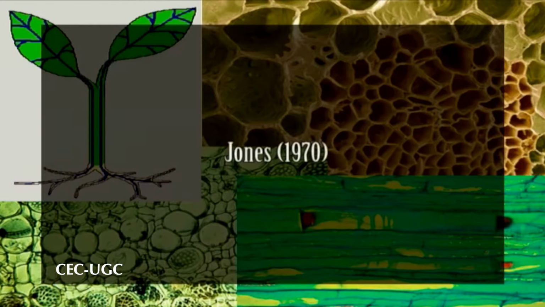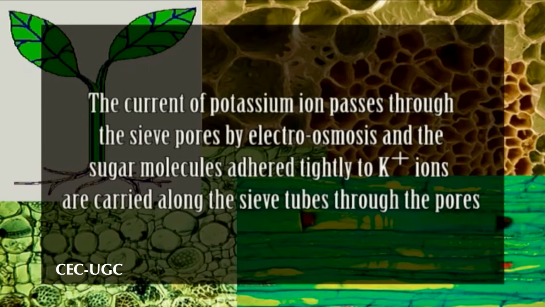Now, electroosmotic theory. Jones in 1970 suggested that an electroosmotic mechanism may account for the translocation of sugars in the sieve tubes. This theory explains that the current of potassium ions passes through sieve pores by electroosmosis and the sugar molecules adhered tightly to the K positive ions are carried along the sieve tubes through the pores. But there is no experimental support for this theory.